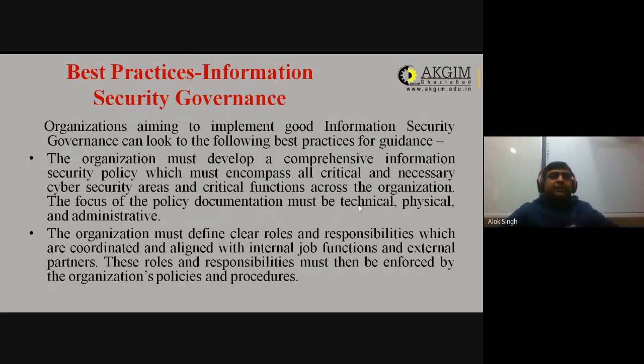So what are the best practices for information security governance? Okay, organizations aiming to implement good information security governance can look to the following best practices for guidance. This is a checklist that you should adopt to maintain good information security governance practices. Okay. So the organization must develop a comprehensive information security policy which must encompass all critical and necessary cybersecurity areas and critical functions across the organization. Okay, so the focus of policy documentation must be technical, physical, and administrative.